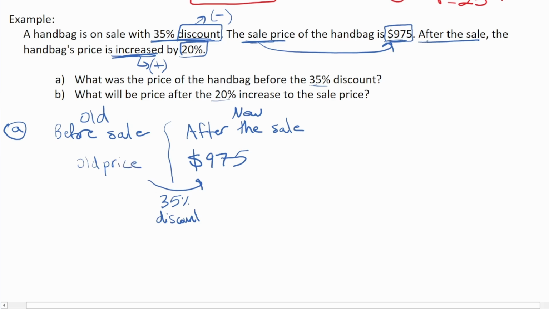Now, if you continue the question here, it says that after the sale, the handbag's price is increased by 20%. So as we said, this was before the sale, this is after the sale, okay? So after the sale, we increased the price of the handbag by 20%.